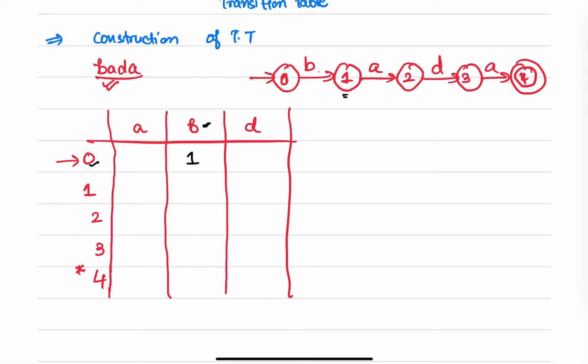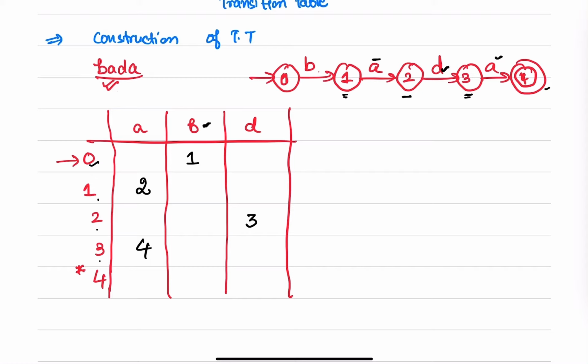From 1, taking input A, you're reaching 2. Now, from 2, you are taking input D and reaching 3. From 3, you are taking input A and you are reaching 4. So this is the first step of the transition filling. What you have done is, whatever the rough automata you have constructed for a pattern, you just have filled the transition table according to that.